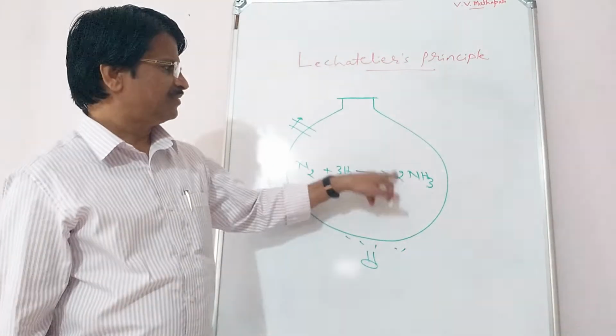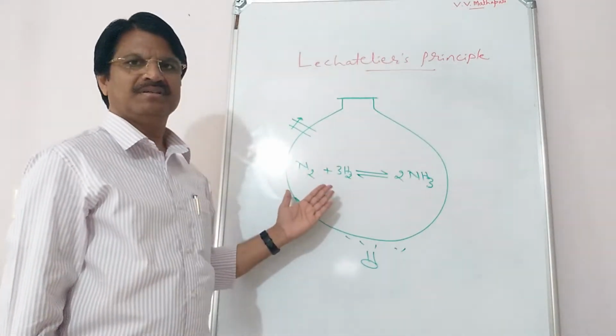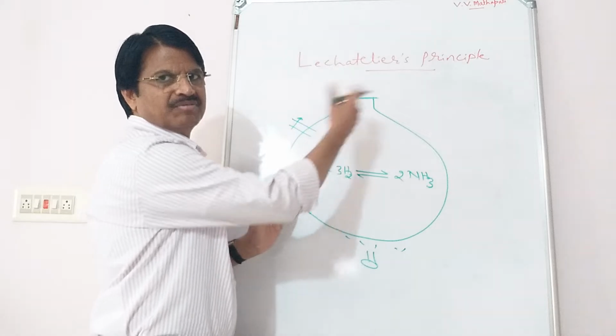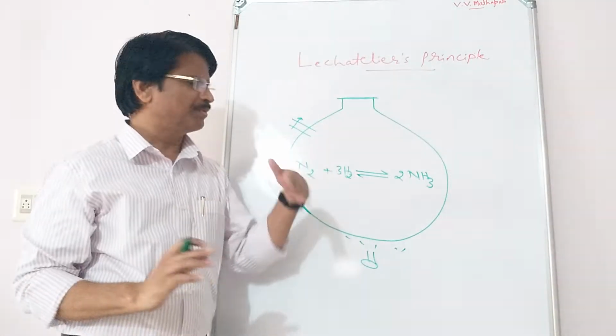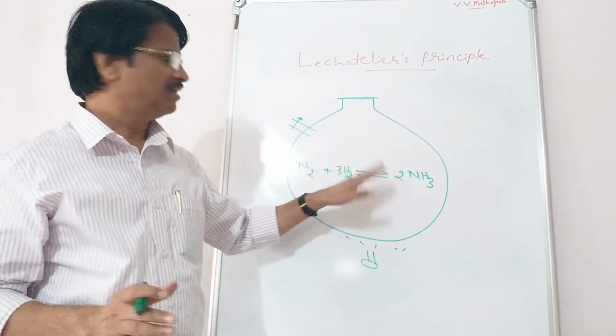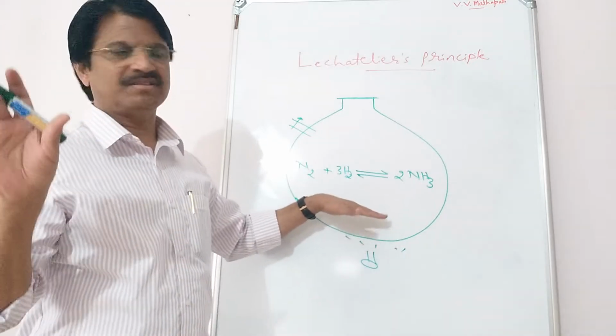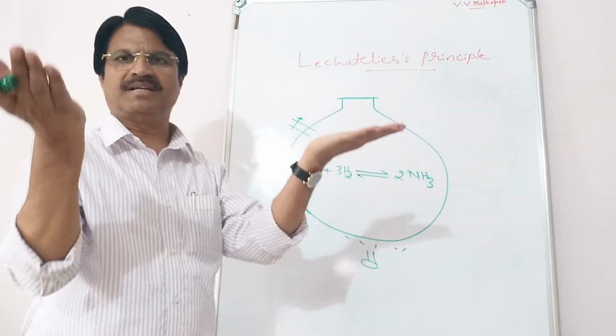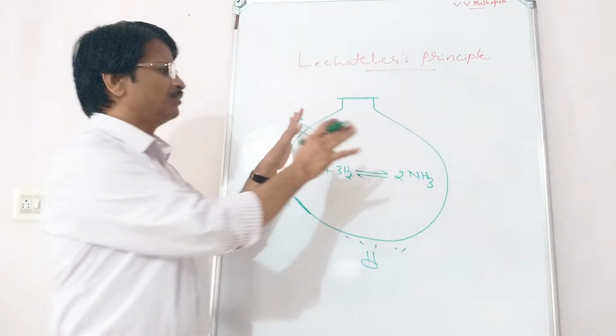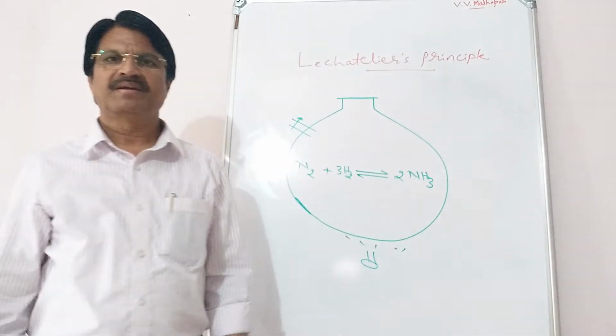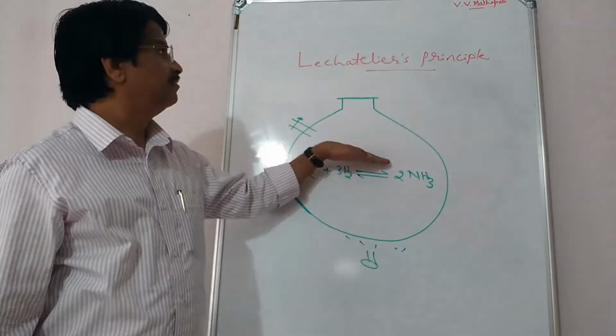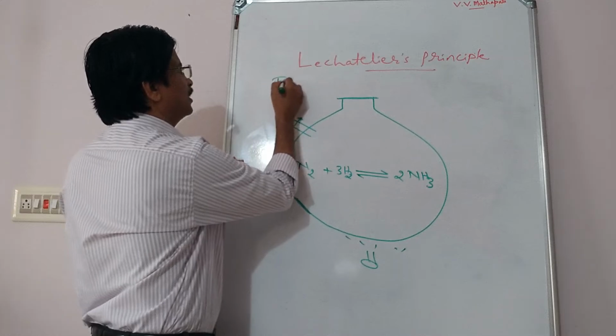When the concentration of ammonia is more, the backward reaction is favored. When the concentration of N2 and H2 is more, the forward reaction is favored. Like this, forward and backward reactions occur in the closed vessel, and after some time at a constant temperature, equilibrium is attained. Now consider equilibrium is attained. At equilibrium, when temperature is changed, what happens?